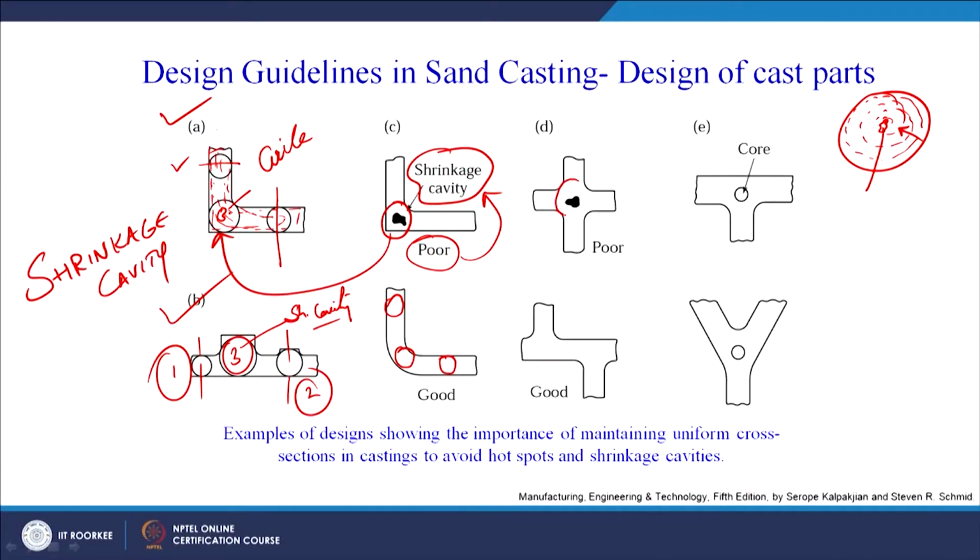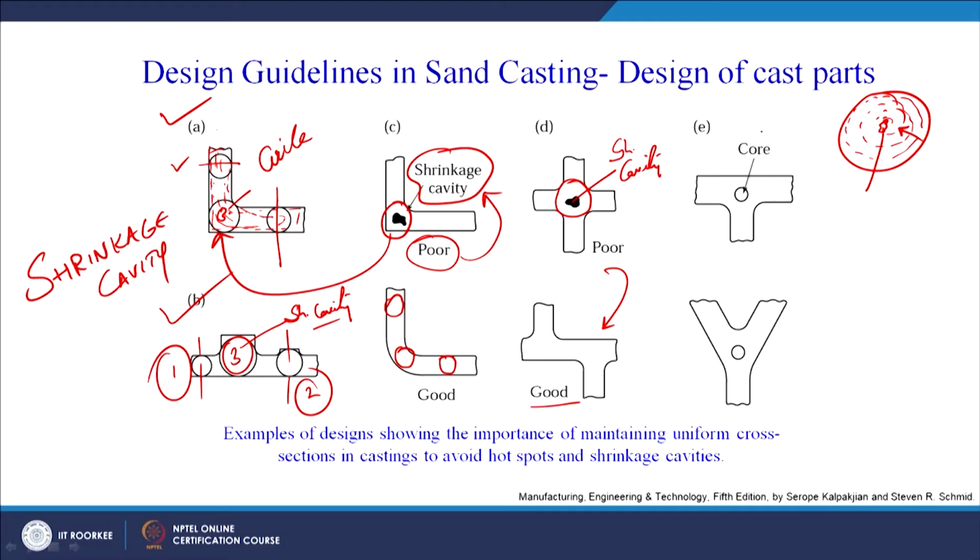Similarly, this is also a poor design. If you make a circle here, the biggest circle, so this is a shrinkage cavity. How can it be avoided? By modification in the design. So, if possible, modify the design in such a way that the shrinkage cavity is avoided.